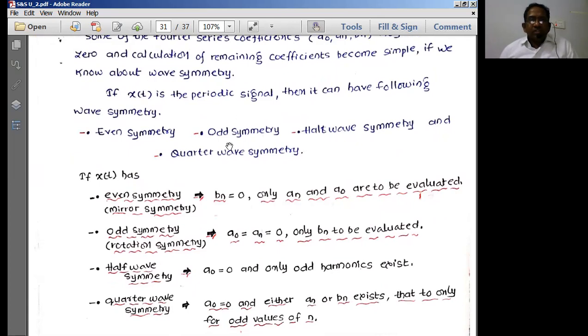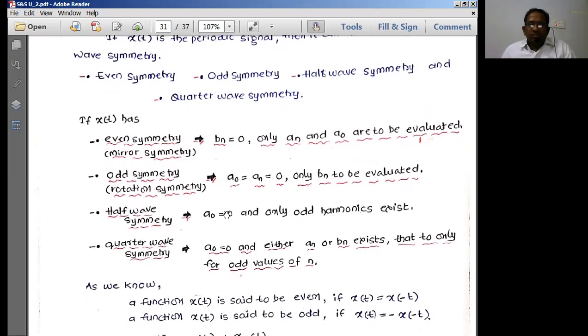So if x of t is a periodic signal, then it can have the following wave symmetries. Obviously, Fourier series is applicable only to periodic signals. That is the important concept which you have to keep in mind. Now, we have various types of symmetries: even symmetry, which is very popular, odd symmetry, half wave symmetry and quarter wave symmetry. Even and odd are in the syllabus, so we focus on these two first.